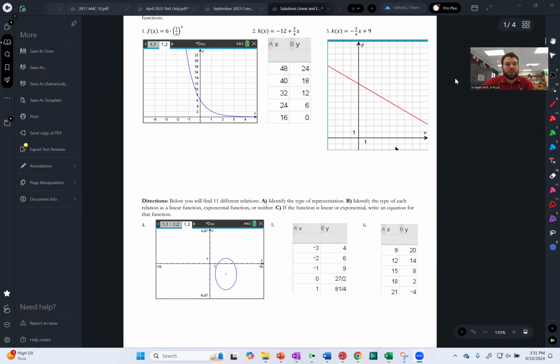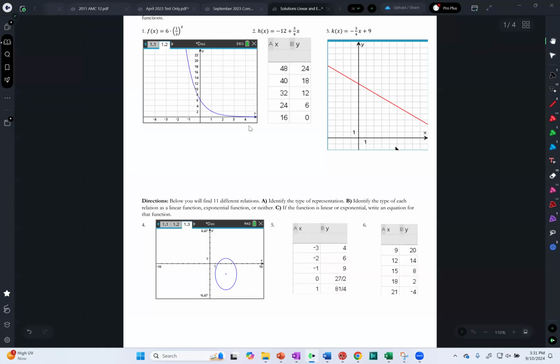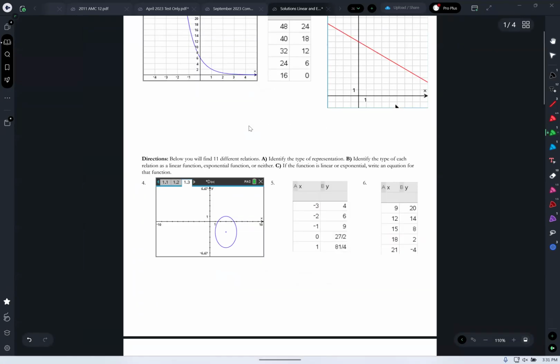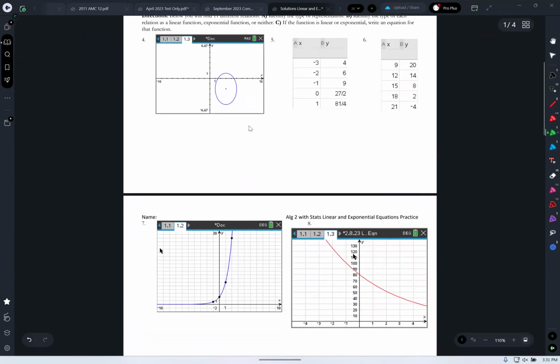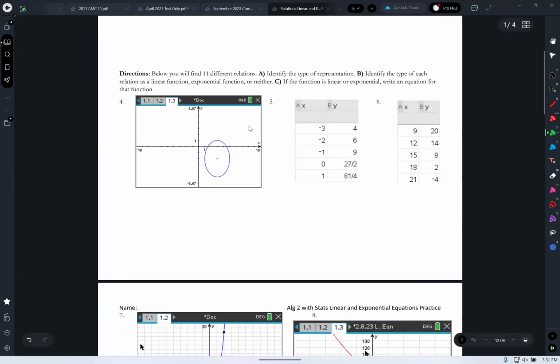I'm going to turn off the camera right now because you don't need to see me while I work through these problems. I'm going to come back to numbers 1 through 3 like I did previously in class. I'm going to start with some of these problems down here. We talked about it in class.